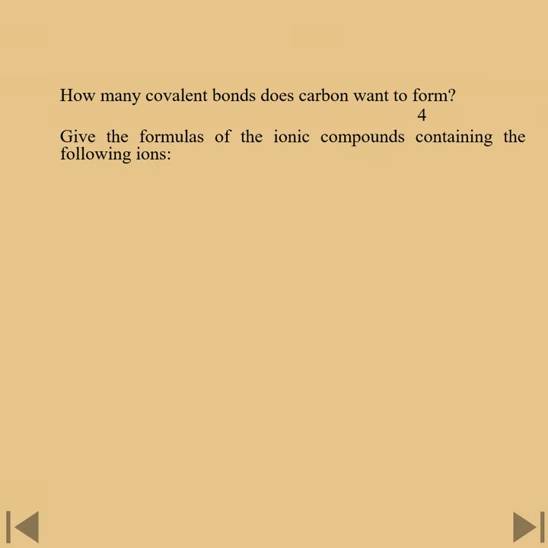How many covalent bonds does carbon want to form? Well, let's get out our periodic tables, and we'll see that carbon is in group 4A. That means it wants 4 more electrons, so it's going to form 4 bonds.